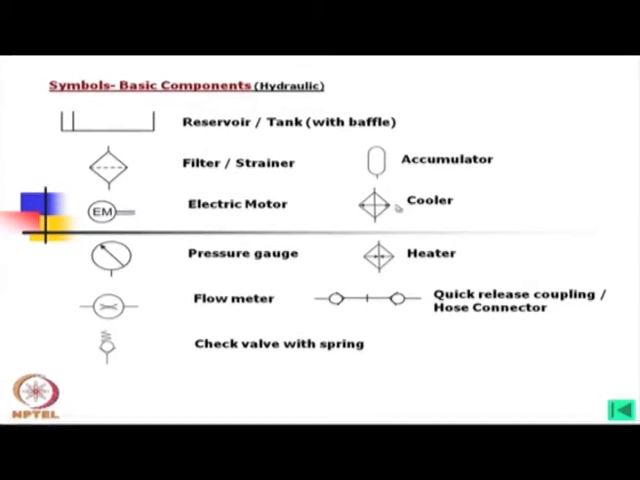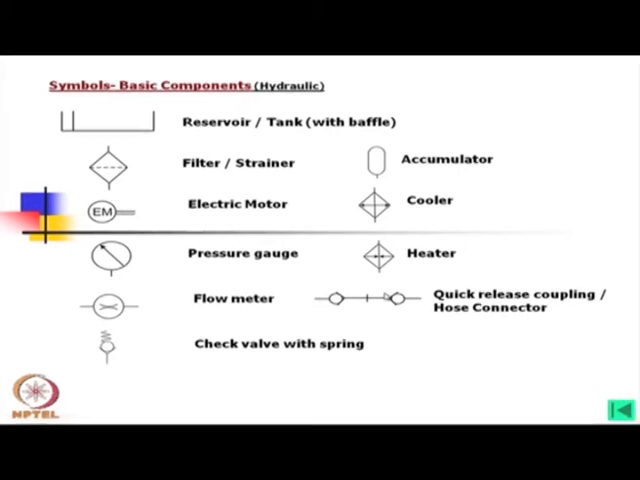Then this is the cooler and this is the heater. These symbols are more or less the same, but as you see, in this one the arrow is outside, meaning heat is going out, so this is the cooler. In this case heat is going in, so this is the heater. Sometimes this symbol is also used.